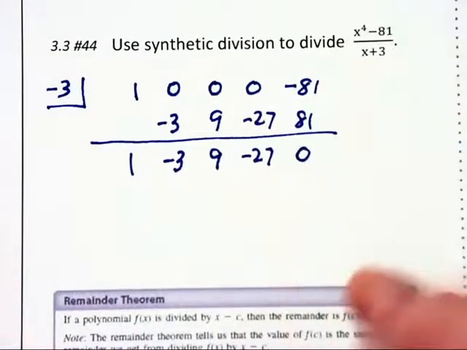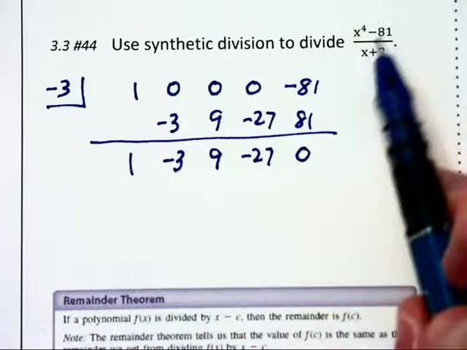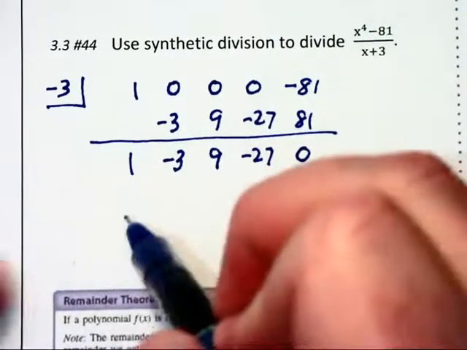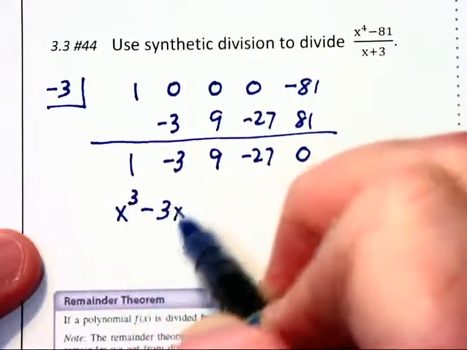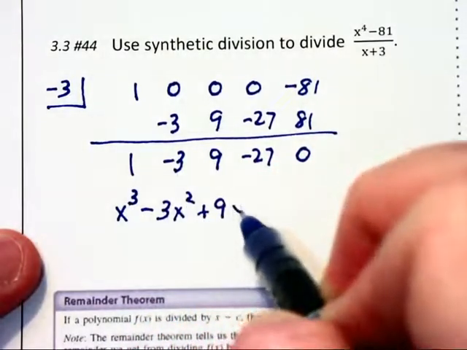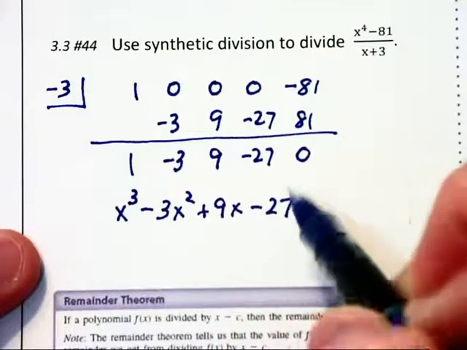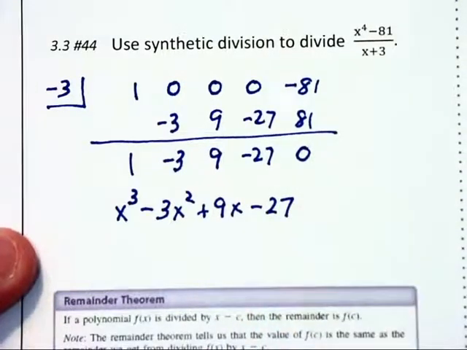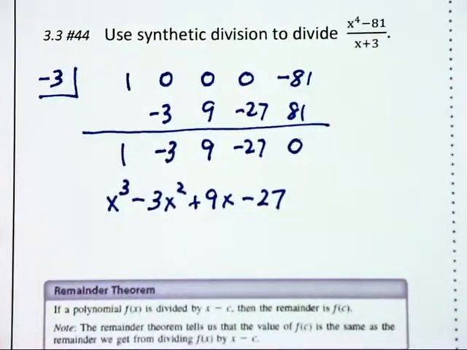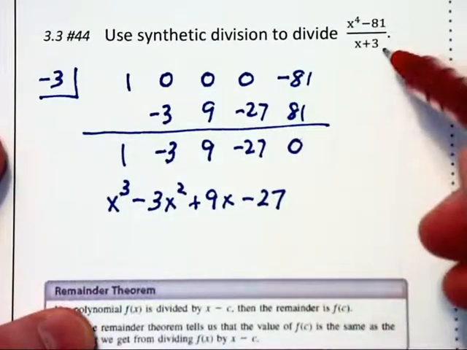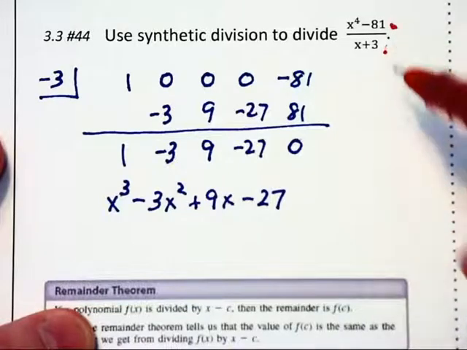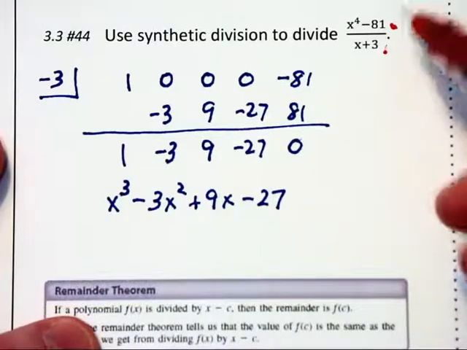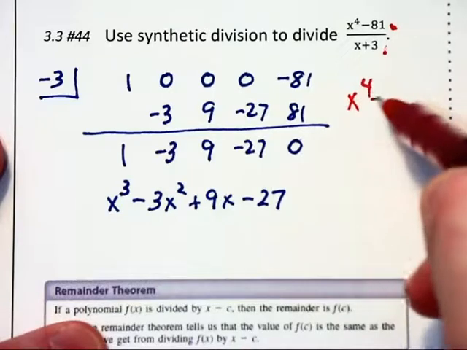We started with x to the fourth, so our answer will begin with x to the third minus 3x squared plus 9x minus 27. Notice there is no remainder here, and that's actually what we really want to see, because that tells me that x plus 3 goes into x to the fourth minus 81 evenly. In other words, we've factored that x to the fourth minus 81.